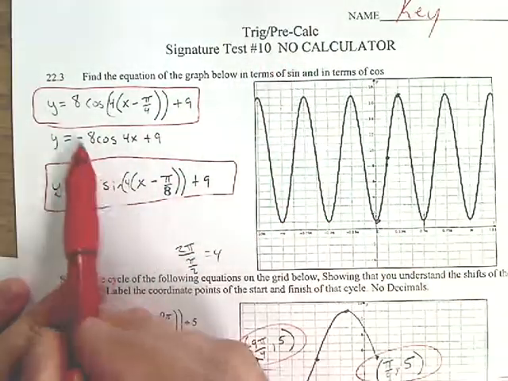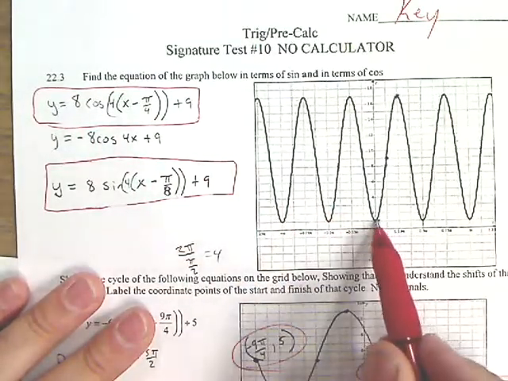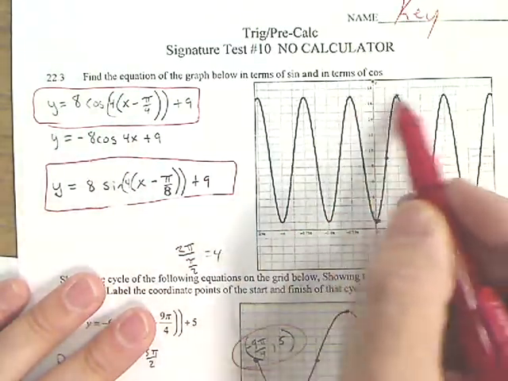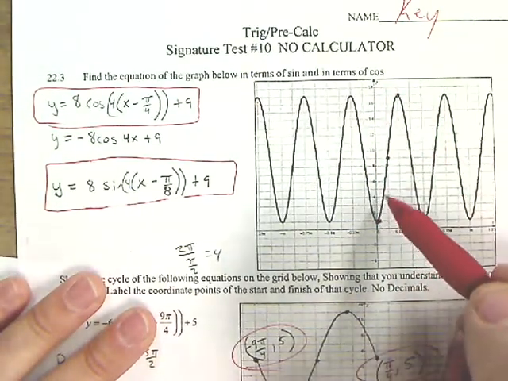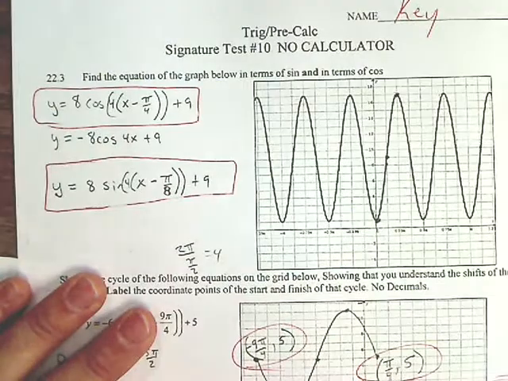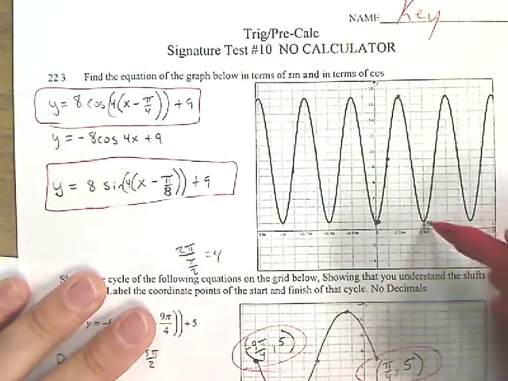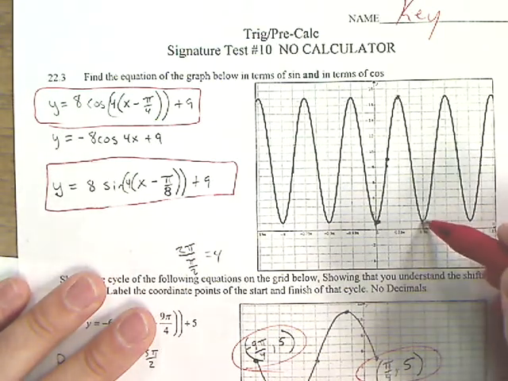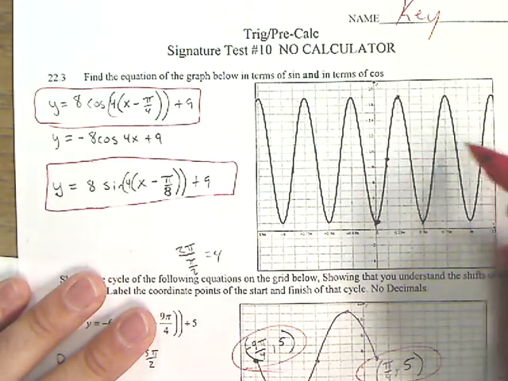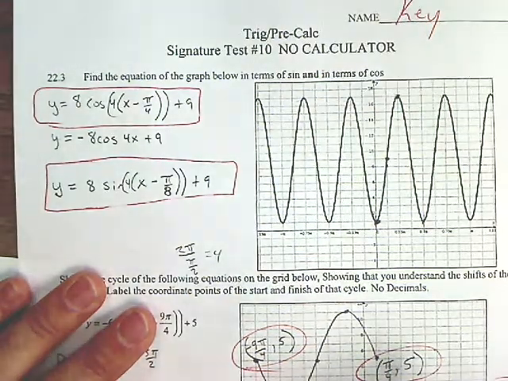So here's sig test 10. The amplitude is 8 because the total distance is from 1 to 17. That's 16. Half of that distance gives me the amplitude. So there's my 8. And then it completes one cycle in pi over 2. So from here to here is one cycle. I could go from there to there. It doesn't matter which spot I pick as long as it goes from a beginning to a beginning.